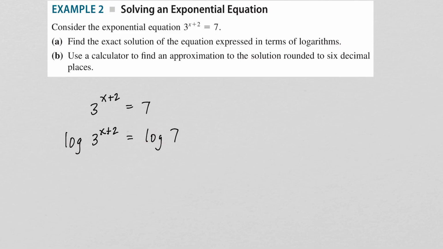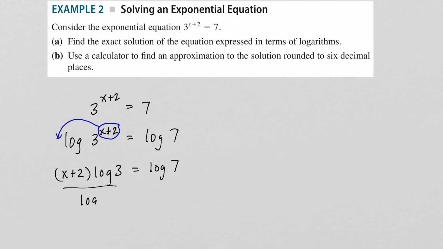What this allows us to do now, using laws of exponents, is it allows us to bring down this power. So this becomes x plus 2 multiplied by the log of 3 is equal to the log of 7. Now from here, you can actually proceed in a couple of different ways. So one thing you could do here is just divide by the log of 3.